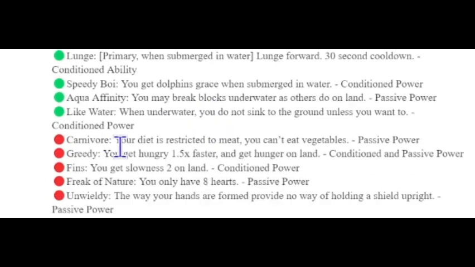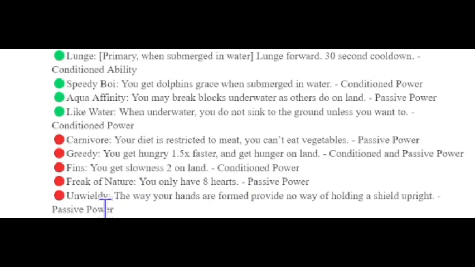Moving on to the downsides. Carnivore. Your diet is restricted to meat. You can't eat vegetables. This is a passive power. Greedy. You get hungry 1.5 times faster and get hunger on land. So this doubles down as both conditioned and passive. Because you get hungry on your own, just faster without any condition, but you also get hunger on land. So it counts for both. Fins. You get slowness 2 on land. This is obviously a conditioned power. Freak of nature. You only have 8 hearts. This is a passive power. Unwieldy. You can't use a shield. This is a passive power.